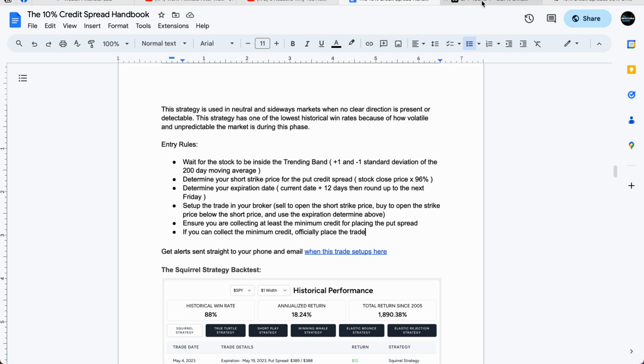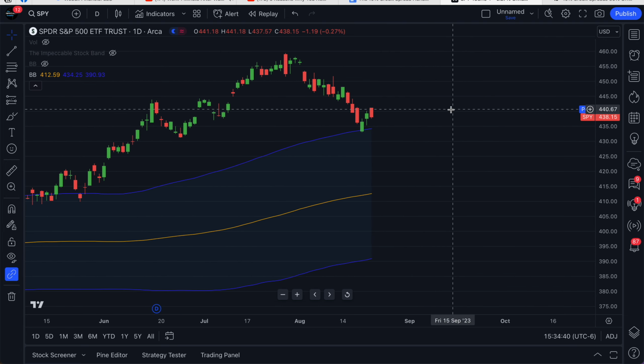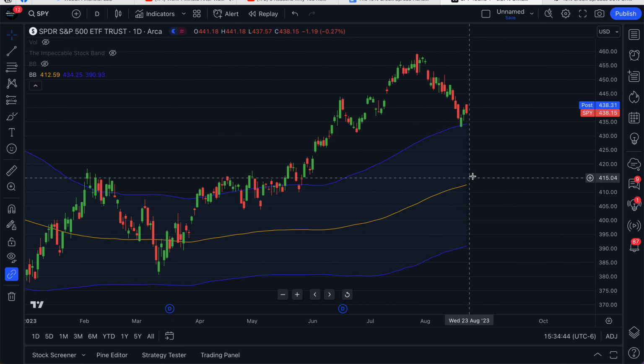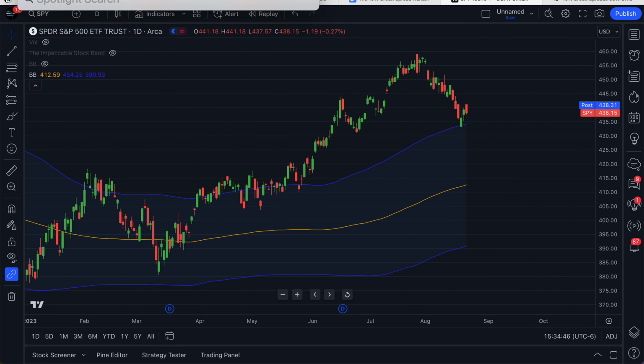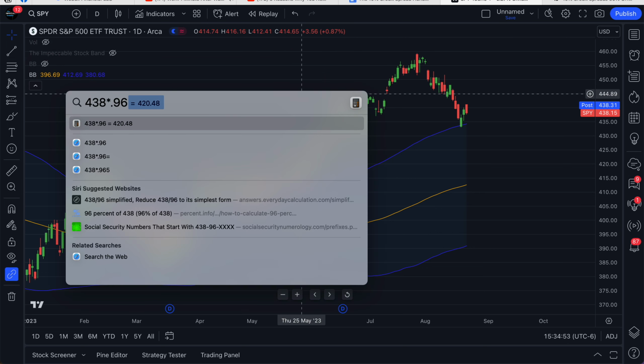And so again, we're going to go 96% of where the stock is currently trading. So let's say the stock is currently trading at 438, and let's say it's inside this line so we know it's active. 438, then we're going to go 96%. That's going to be 0.96, then we're going to round to the nearest whole number. So right here, 420.48, that's going to round down, so 420.